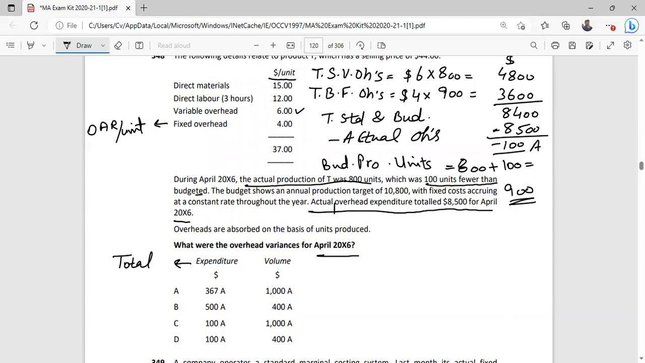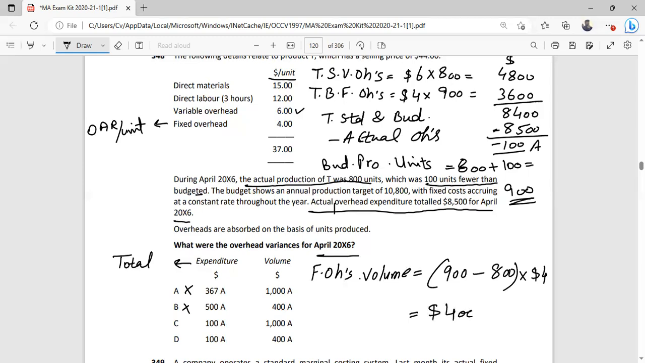So there are two options which say expenditure variance is adverse by $100. So we are now sure that A and B are completely incorrect. Now we need to find the correct one. Next is volume variance. Volume variance means fixed overheads volume variance. So the formula of fixed overheads volume variance is budgeted production units, which means 900, minus actual production units, which means 800, into overhead absorption rate, which means 4. So we have an answer of 400.